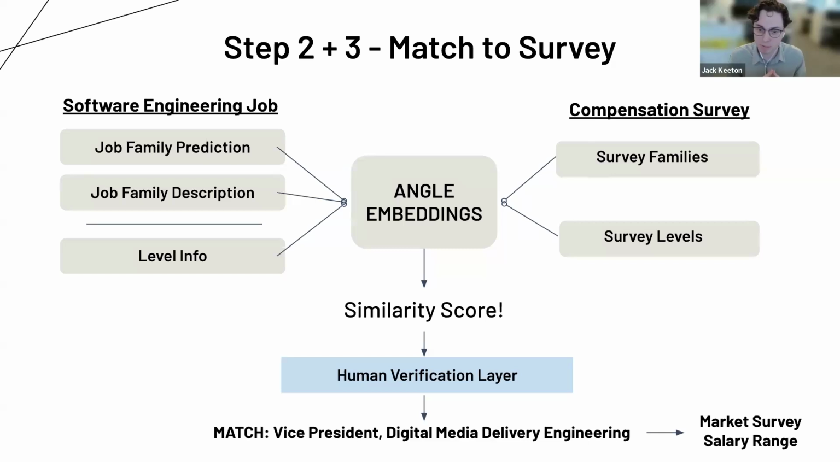And then it gets fed to the human verification layer, highest similarity first. So first thing that pops up, let's say it's something terrible, marketing. The human goes, nope, that wasn't close. Give me the next most likely. And we filter through until we find a match. In this case, it'd be some engineering job with a market survey and a salary range.